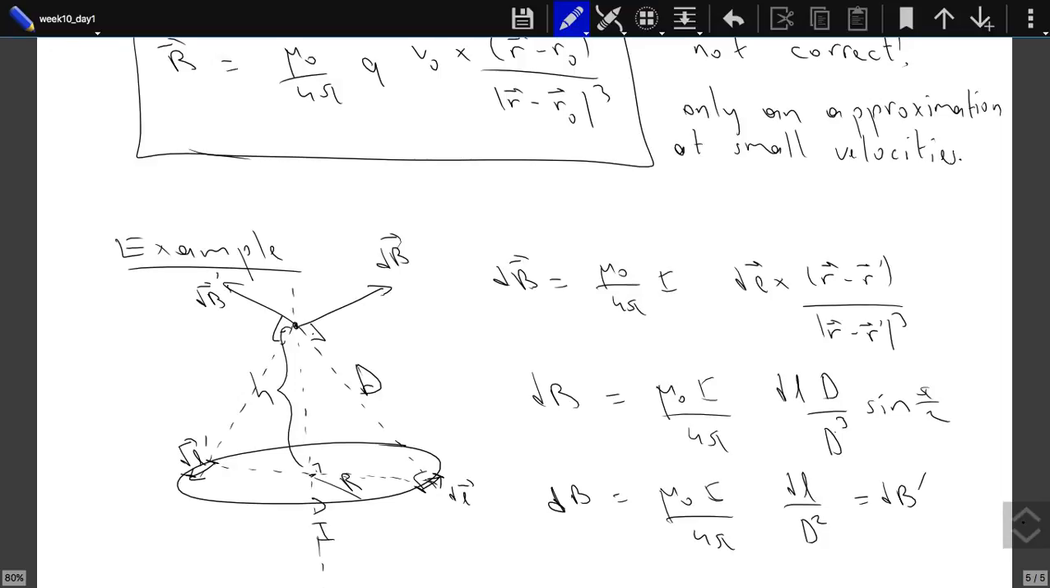Which dl? dB. Let's say this is my ring. I am at the point at the center. The current is running in this direction. So here, this is the direction of dl. I'm looking at the magnetic field at this point. This is my r. So this dl cross this r minus r prime is a vector in that direction. If I look at the segment over there, then it will be in this direction.